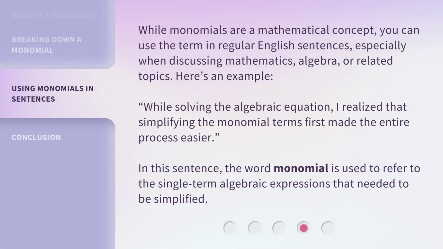While monomials are a mathematical concept, you can use the term in regular English sentences, especially when discussing mathematics, algebra, or related topics. Here's an example. "While solving the algebraic equation, I realized that simplifying the monomial terms first made the entire process easier." In this sentence, the word monomial is used to refer to the single-term algebraic expressions that needed to be simplified.